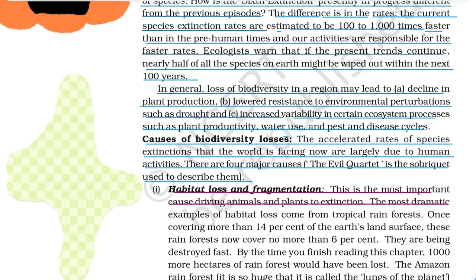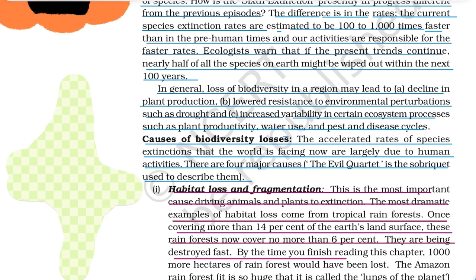The most dramatic example of habitat loss comes from tropical rainforest, once covering more than 14% of the Earth's land surface. These rainforests now cover no more than 6%. They are being destroyed fast. By the time you finish reading this chapter, 1,000 more hectares of rainforest would have been lost.